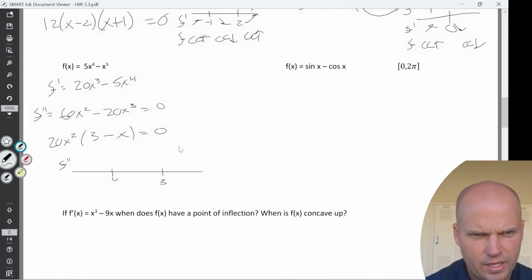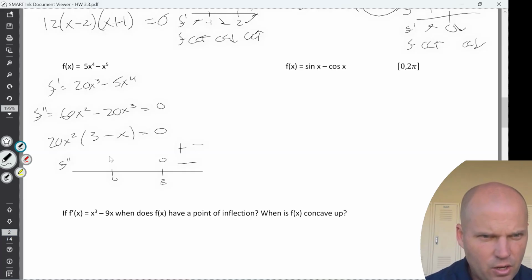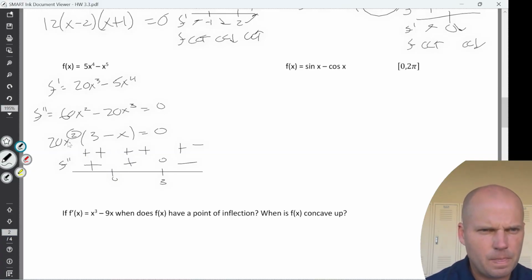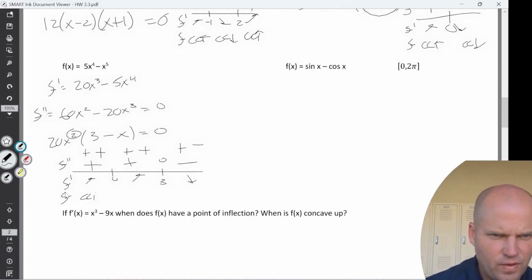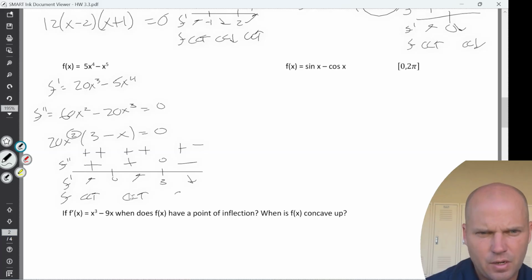If I plug in 4, negative, positive, negative, so that's going to be a negative. I know I'm going to keep the first factor to be positive because it's got a square in it. I know that the other factor will change, so that's why I got negatives. That's a positive. Plug in 1, positive. Plug in -1, positive. So f prime is increasing, flattening out, increasing, then decreasing, which means f is curving up, flattening out, curving up, curving down.